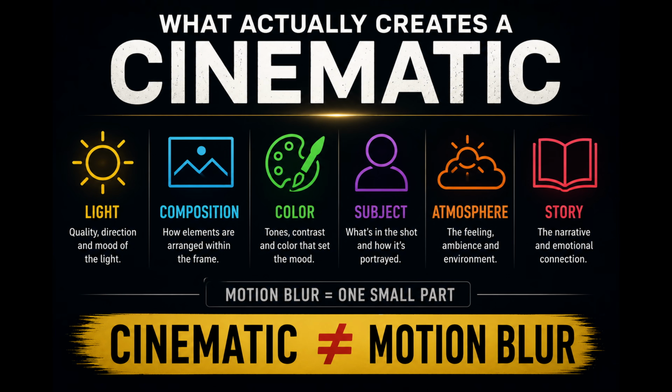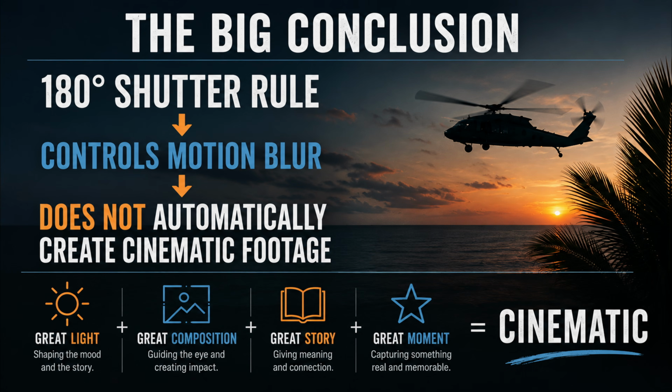And that's the key point. The 180-degree shutter rule affects motion blur, and it doesn't magically create cinematic footage. I'm not saying the rule doesn't matter. It absolutely matters when motion blur is an important part of the shot. What I'm saying is that for many travel videos, landscapes, sunsets, city scenes, or walking shots and everyday movements, the difference is often much smaller than YouTube would have you believe.